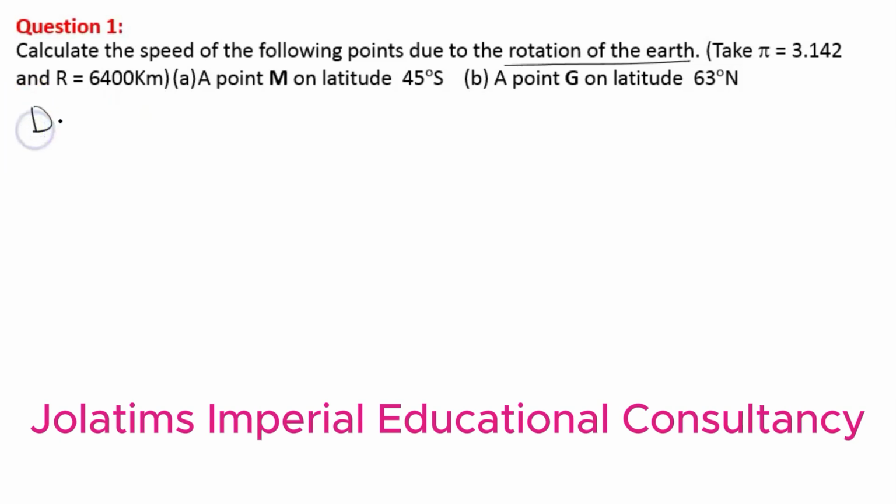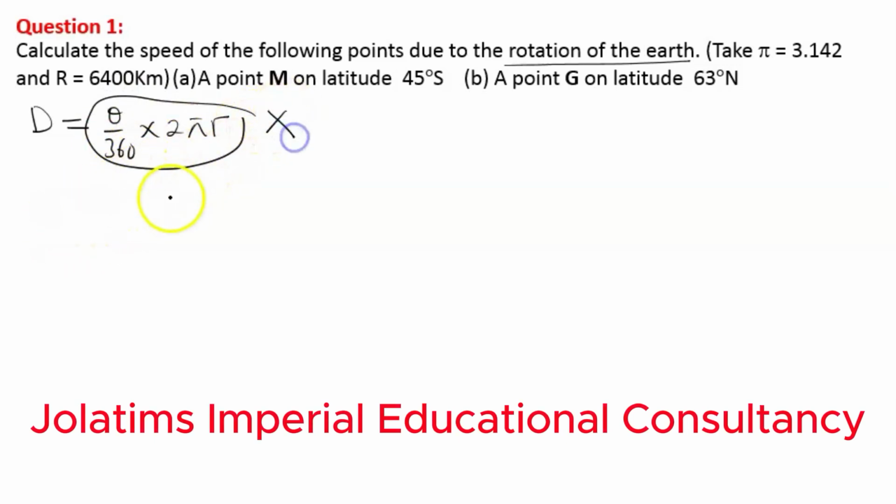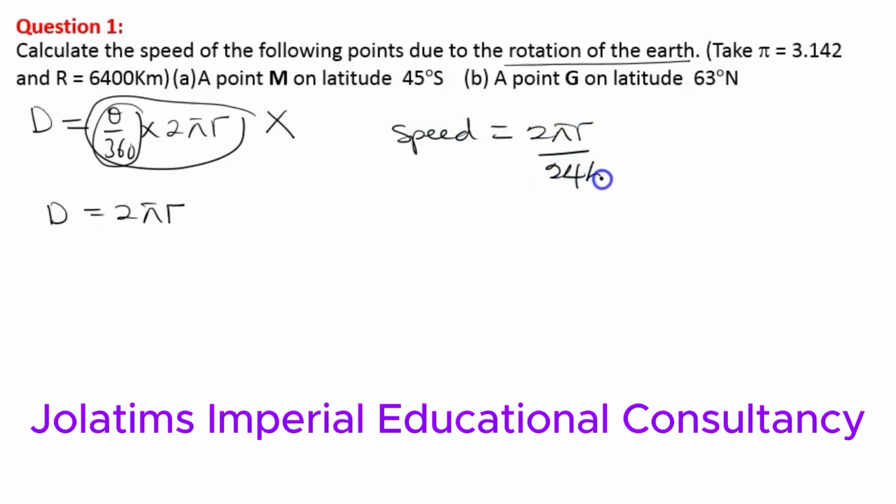I'll say that distance along parallel of latitude is given as theta over 360 times 2 pi r, right? This is what we used to do. We are used to this particular formula. But in this case, this is not what we are going to use. We are simply going to use distance equals 2 pi r. We are not going to mind this theta over 360, because speed due to the rotation of the earth is given as 2 pi r over 24 hours.